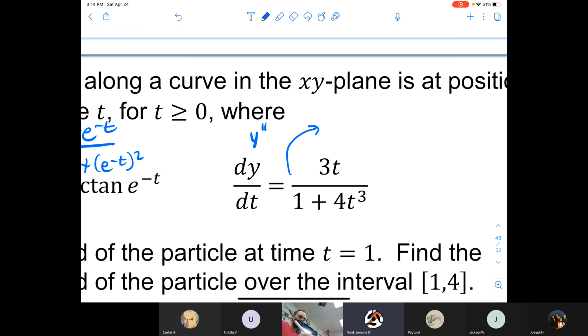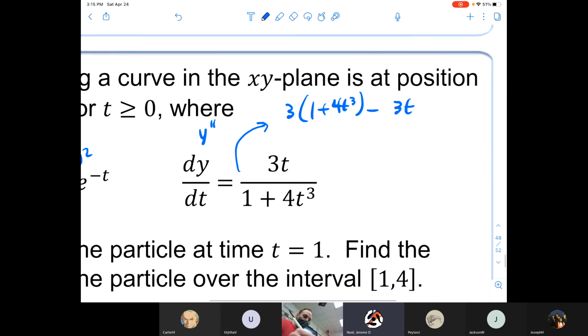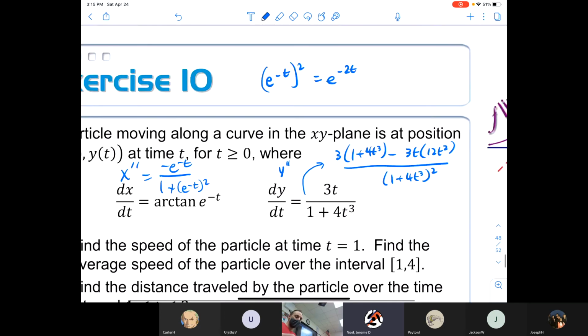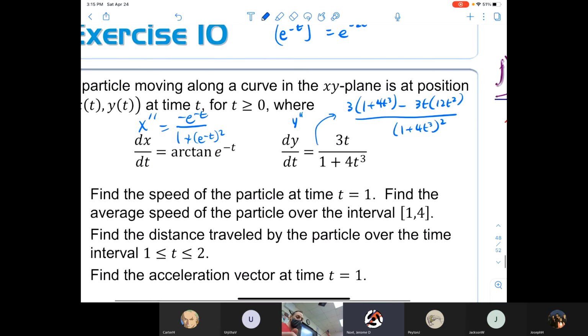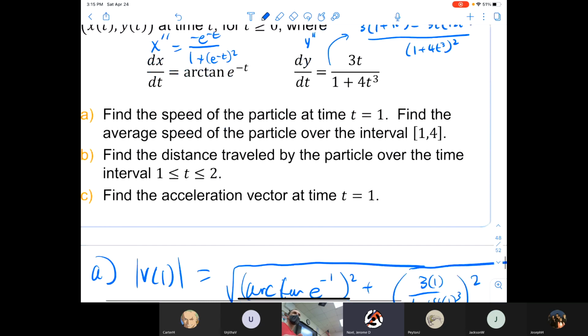y double prime is equal to the derivative of the top times the bottom, minus 3t minus t, 12t squared, over 1 plus 4t cubed squared. No, you don't take the derivative of both of them. My God. And then when you're all done with all that, you still need to plug 1 in.